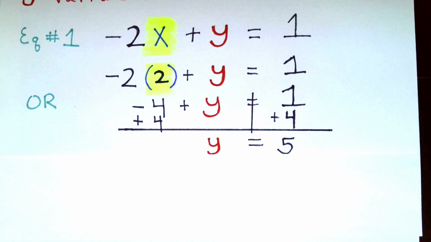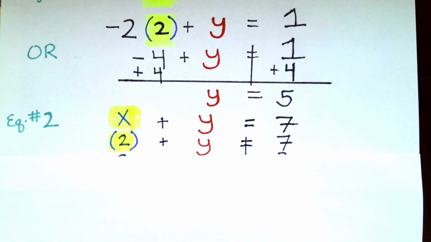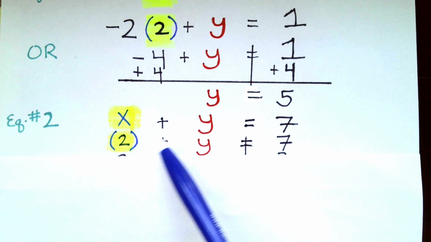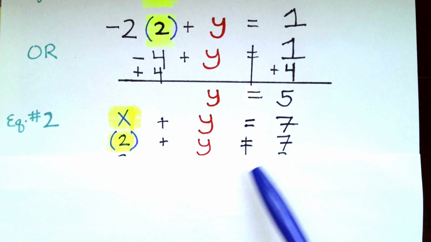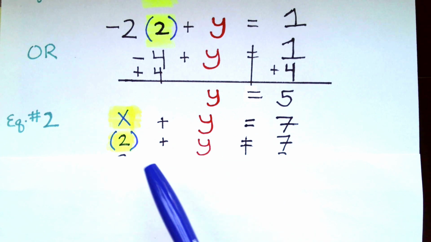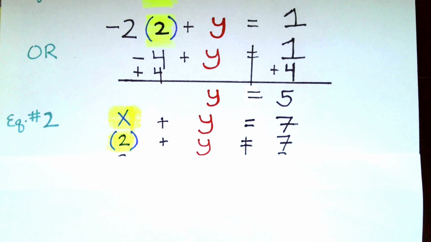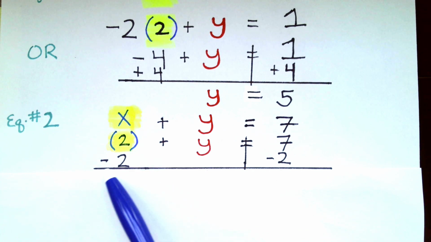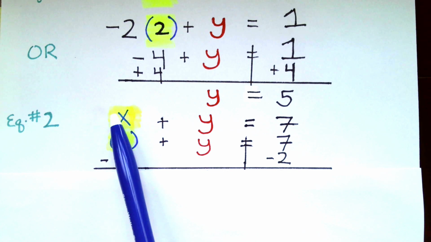So let me show you what that looks like now. All right, so again, if x equals 2, I can substitute 2 everywhere I see x. 2 plus y equals 7. I want to get y all by itself. What's the opposite of a positive 2? A negative 2. Or to subtract 2, right? So 2 minus 2 will give me 0, eliminating that 2 on the left side of the equal sign.